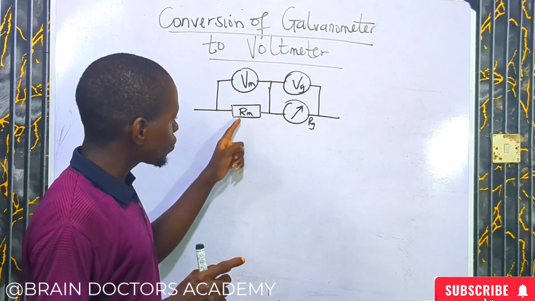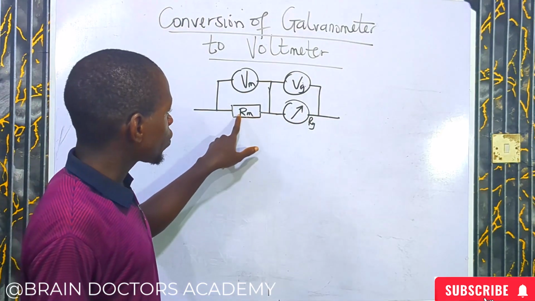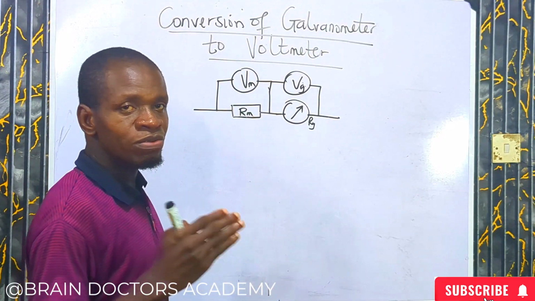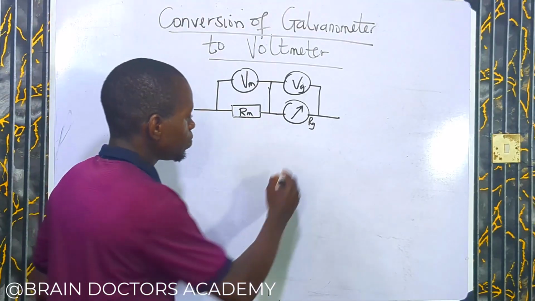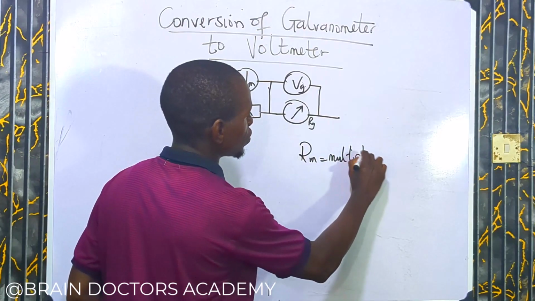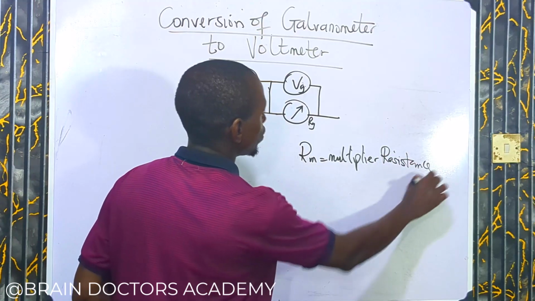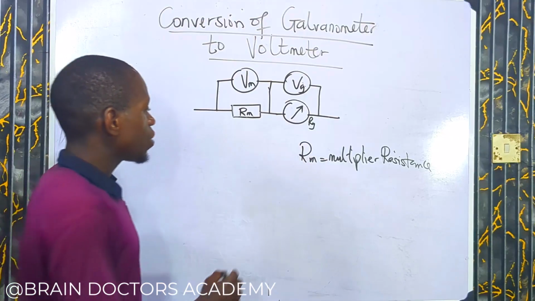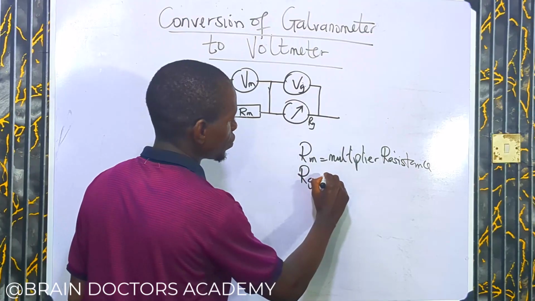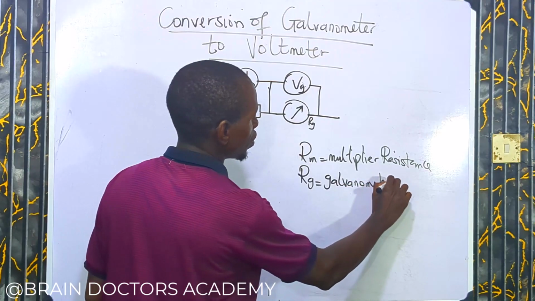Now, this high resistance resistor is connected in series with the galvanometer. And so whenever you connect it, this Rm means what? Your multiplier resistance, that is, the resistance of the multiplier. And the Rg here is the resistance of the galvanometer, the galvanometer resistance.